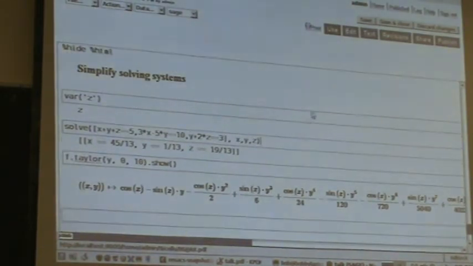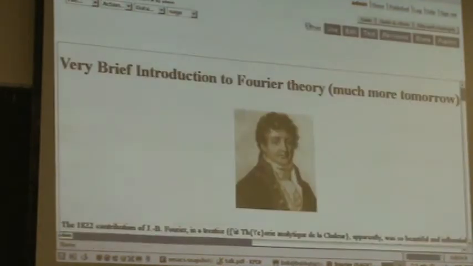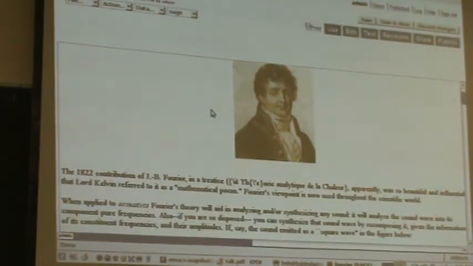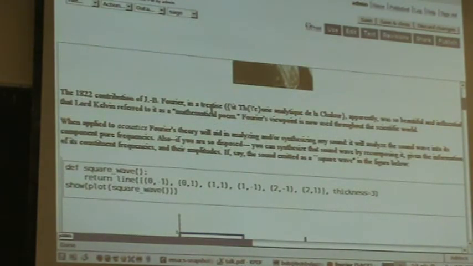And so I also have something written by William, which I'm going to just steal and show you guys to have sort of a different flavor of using Sage sort of computationally and how you might use it in a setting. This is an introduction to Fourier theory, and it was written for talented high school students. So here's how you might use Sage to come up with this square wave.